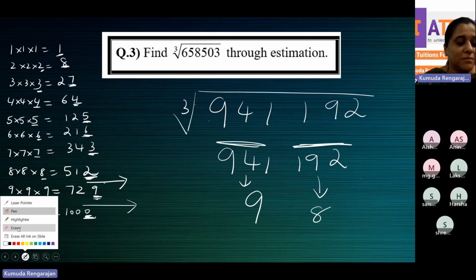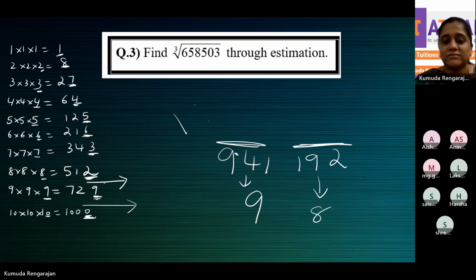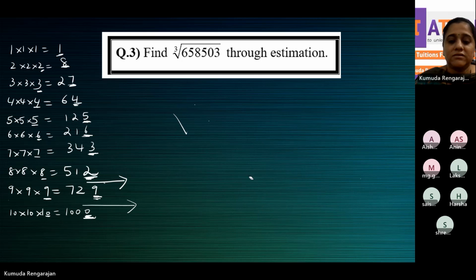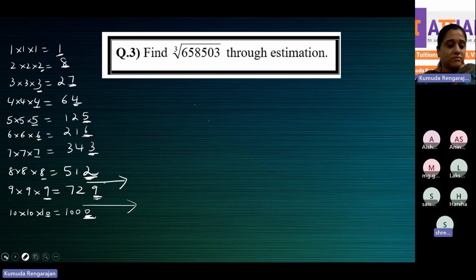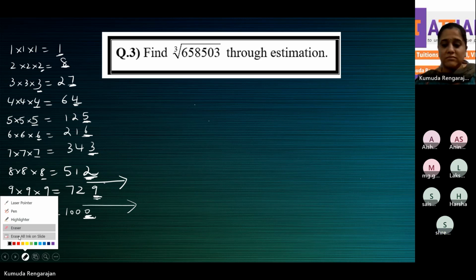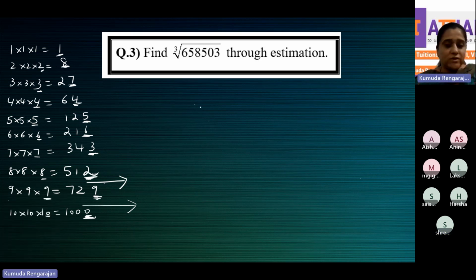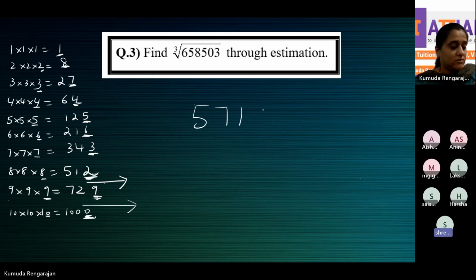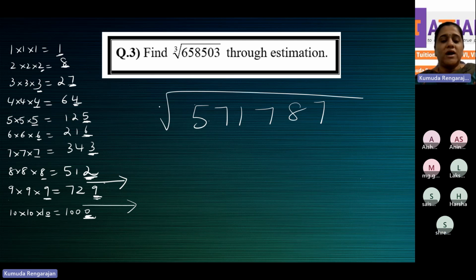I'll give you a different number, Gayatri. Just a second. Oh, I got the answer for the last one. 941192. Okay, you got it by yourself? Good. Okay, nice. Gayatri, we'll do it together.